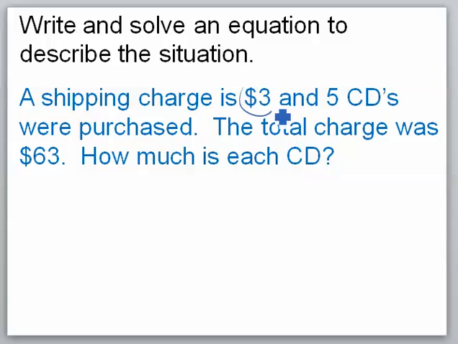So we definitely have this amount that we were charged, $3. In addition to that, we paid for 5 CDs. Now we don't know the cost of those CDs, so I'll put a C there for the cost. 5 times something, maybe it was $5. Well, that would be 5 times 5, which is 25. That's not going to get me to 63, but our total is equal to 63.